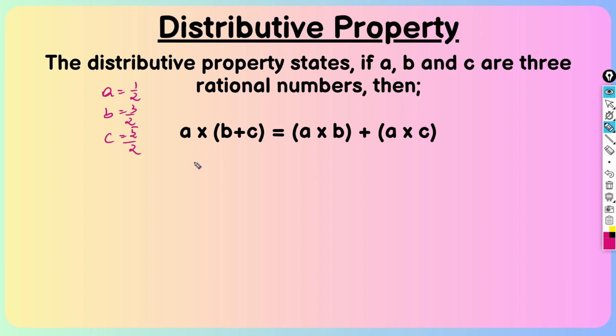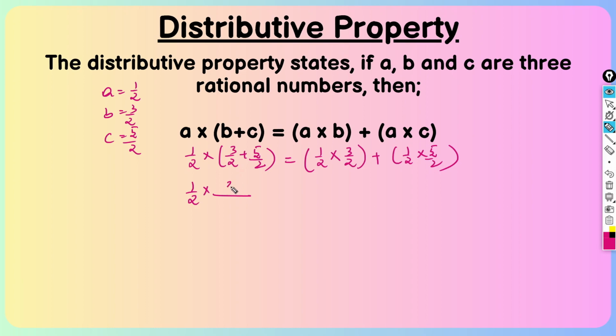So a into (b plus c) becomes 1 by 2 into (3 by 2 plus 5 by 2), which according to the distributive property is equal to a into b, 1 by 2 into 3 by 2, plus a into c, 1 by 2 into 5 by 2. Now we'll calculate both and see what the result will be. This becomes 1 by 2 into (3 plus 5) by 2. So this becomes 1 by 2 into 8 by 2. This becomes 1 into 8 by 2 into 2. So this is equal to 1 into 8 is 8, by 2 into 2 is 4.